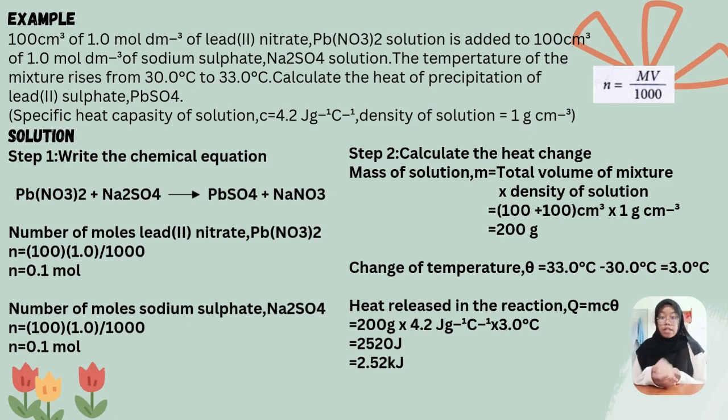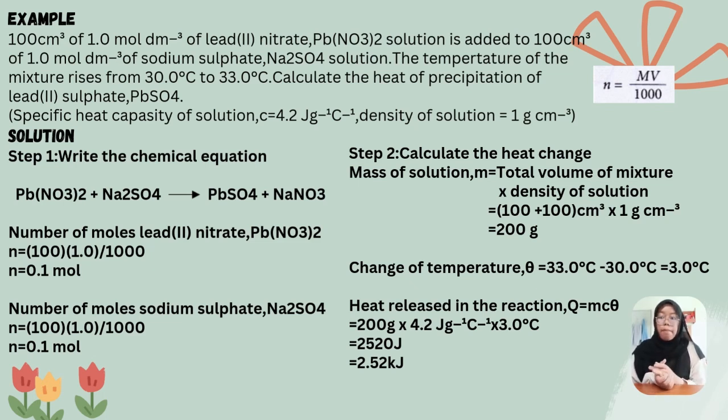Next step, calculate the heat change. First, we must find the mass of solution, which is m equals total volume of mixture times density of solution. So, the volume of mixture is 200 cm^3 from the two 100 cm^3 solutions, and the density of solution is given as 1 g cm^-3. So we got the answer m equals 200 g. After that, we calculate the change of temperature. From the question, 33.0 degrees Celsius minus 30.0 degrees Celsius, we got the answer 3.0 degrees Celsius.